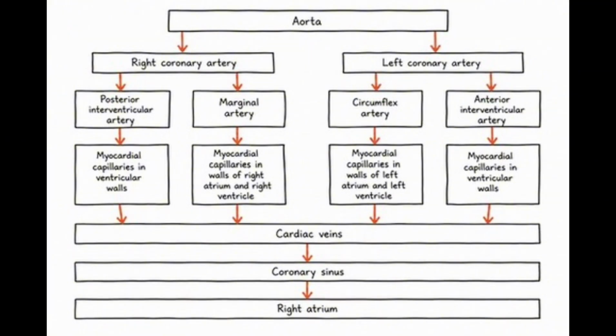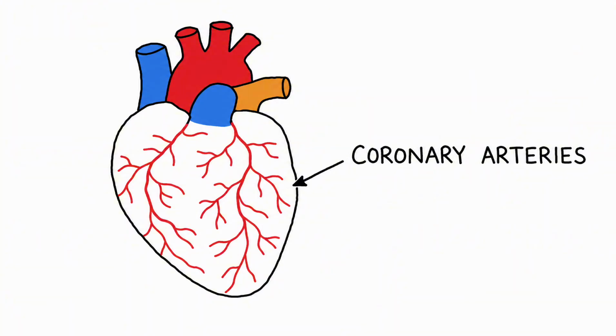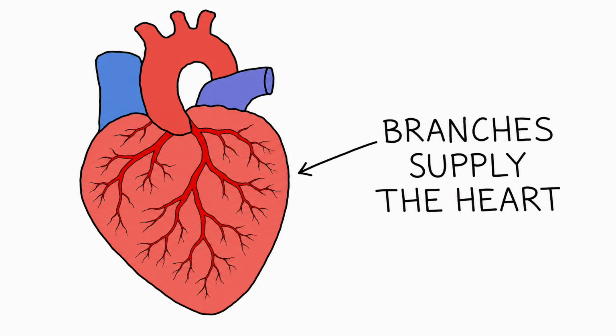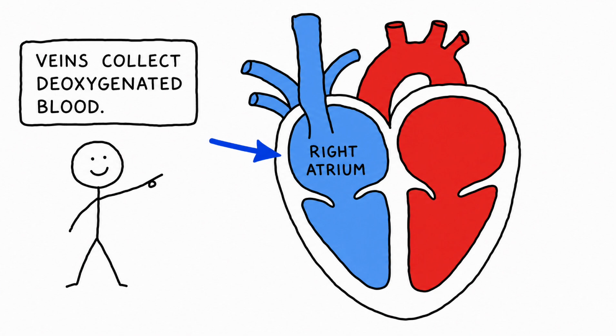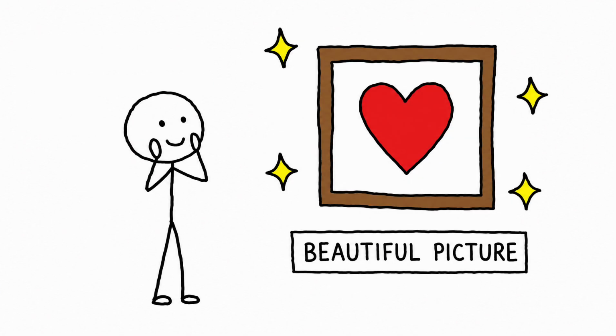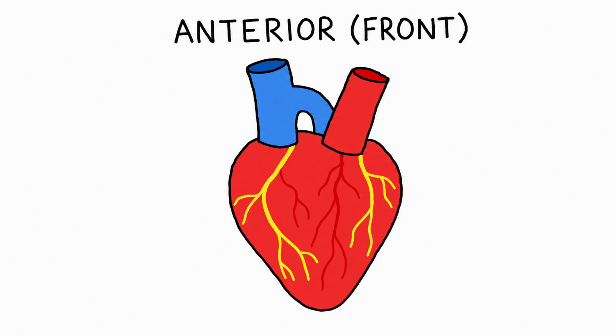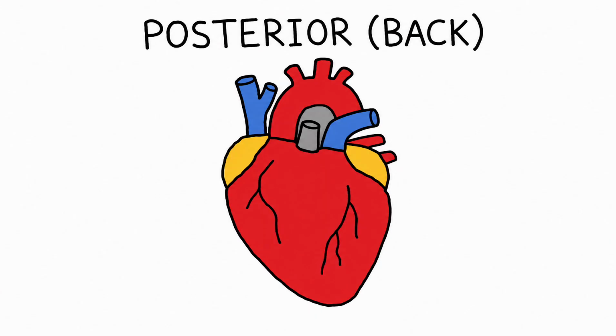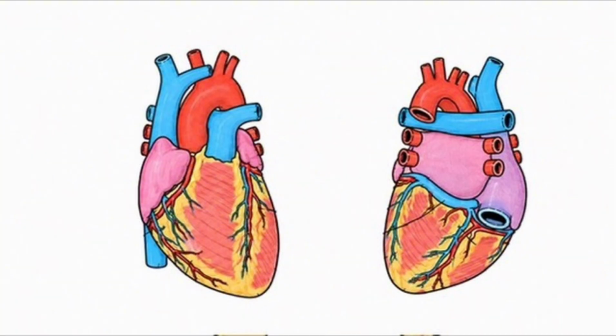And so here, this is a nice diagram explaining the coronary arteries and how they break off into branches and supply blood to the heart, and then the veins that collect the deoxygenated blood to go back into the right atrium. Okay, I think this is just a beautiful picture. And then last but not least, this side right here is the anterior side, while this figure is the posterior side of the heart, showing you just the identifying terms for the anatomical terms of the heart.